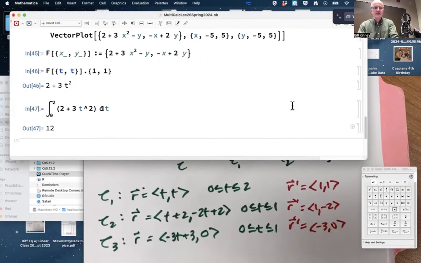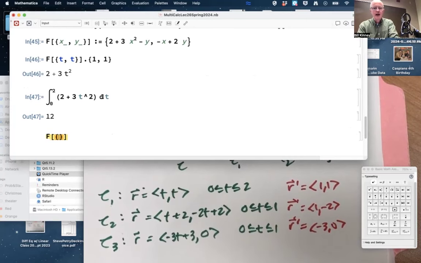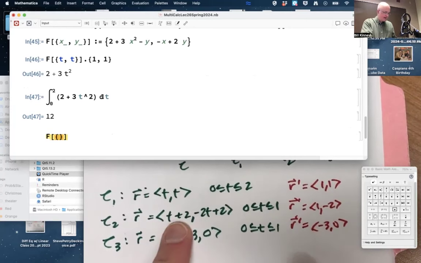Now do the integral over C2. I've got to plug in that thing into f. T plus 2 goes in place of x. Negative 2t plus 2 goes in place of y. If you did it by hand, think about it with me. You'd have to, for example, when you square that, you got an x squared. You'd have to square t plus 2. You'd have to FOIL it. You're going to get a quadratic.